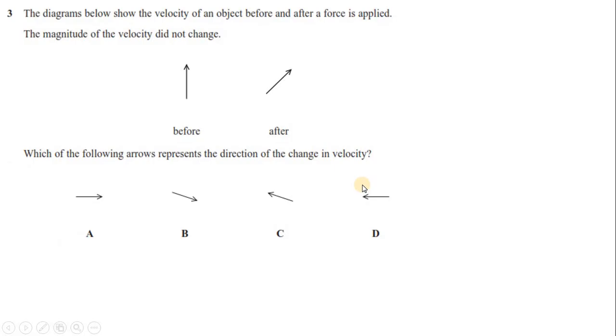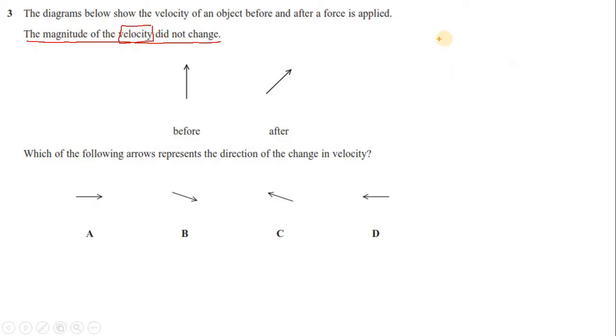Question number 3. The diagram below shows the velocity of an object before and after a force is applied. The magnitude of the velocity did not change. Which of the following arrows represents the direction of change in the velocity? Remember, this statement is really important because they are saying that the magnitude of the velocity is not changing. That means the force is not applied along the direction of the velocity or direction of the motion.